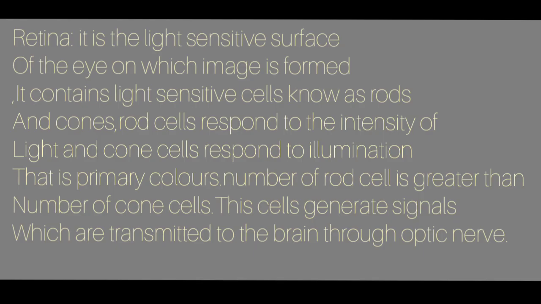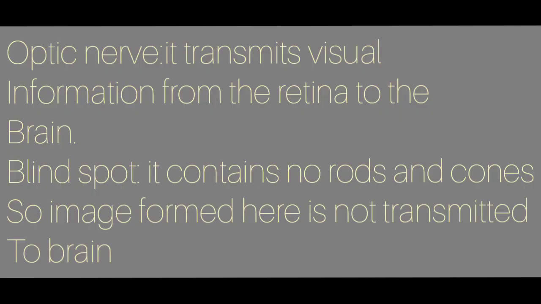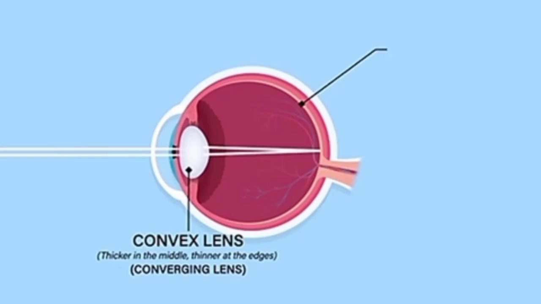Retina. It is the light-sensitive surface of the eye on which the image is formed. It contains light-sensitive cells known as rods and cones. Rod cells respond to the intensity of light and cone cells respond to the illumination of light, that is, primary colors. The number of rod cells is greater than the number of cone cells. These cells generate signals which are transmitted to the brain through the optic nerve.